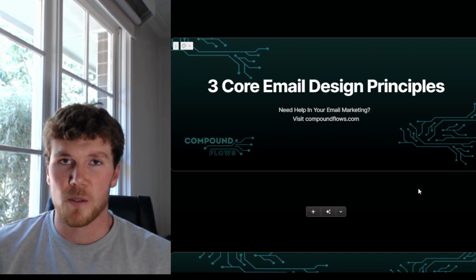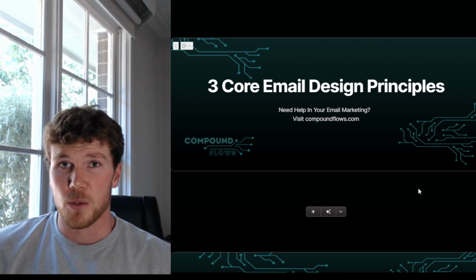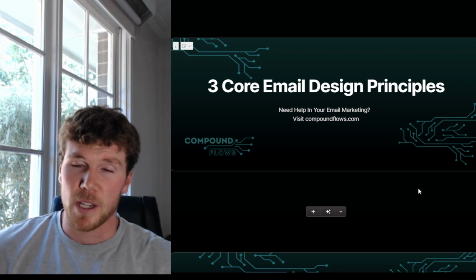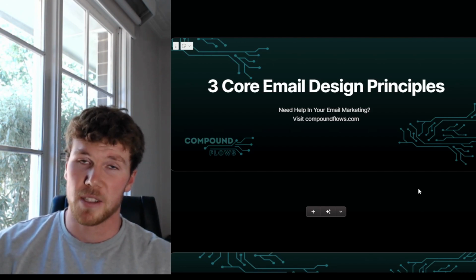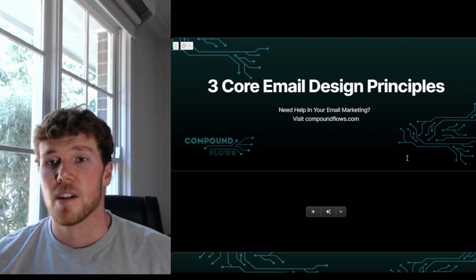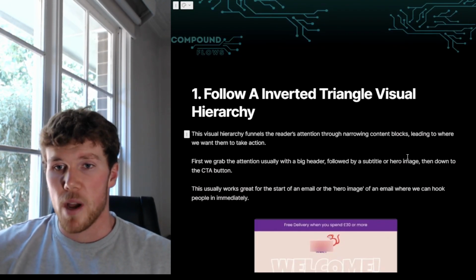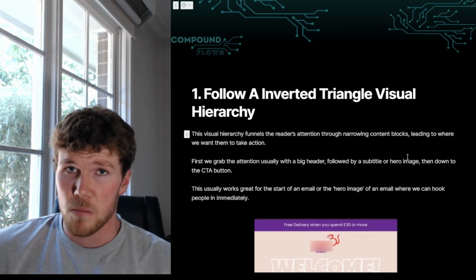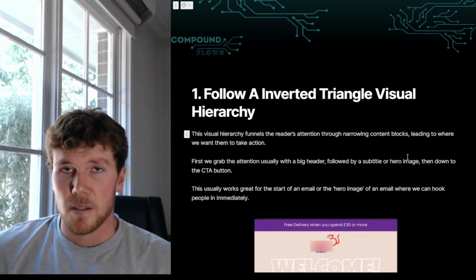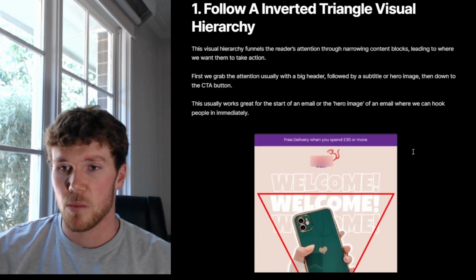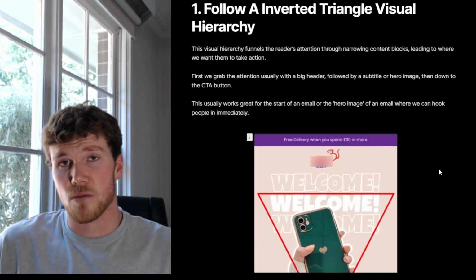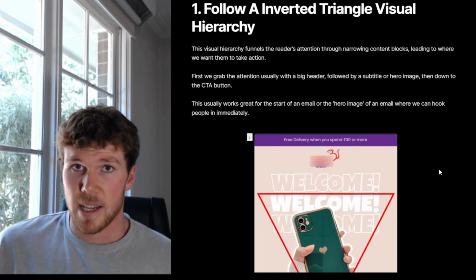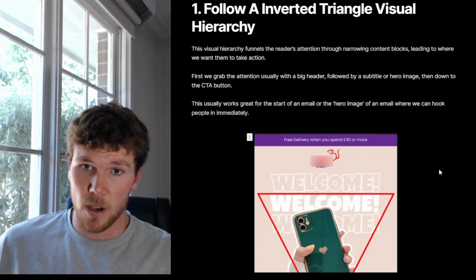So 3 core email design principles that you should follow to improve conversions, click rates. Obviously, the more people that click on your email, that go to your website, the more chance of people actually making a purchase. So the first one is to follow an inverted triangle visual hierarchy. Some people call it the inverted pyramid hierarchy. Doesn't really matter, does the same thing. But basically what this does is it narrows the reader's attention down to where we want them to take action, usually being a call to action button to go back to the website.